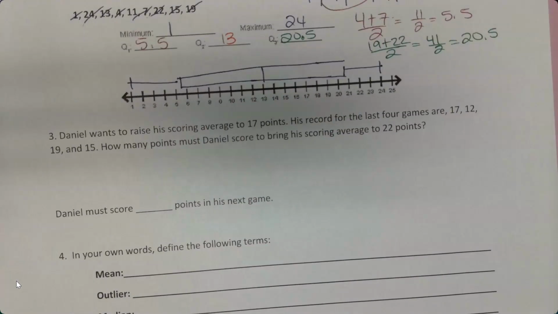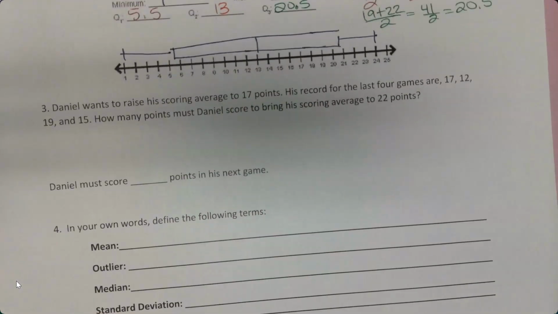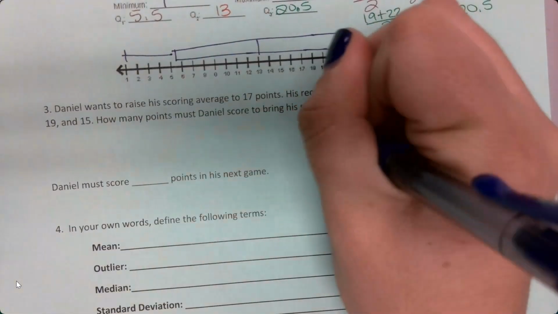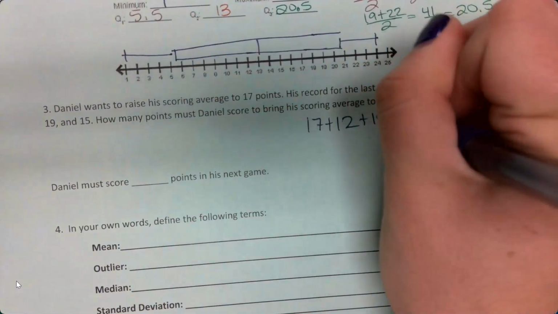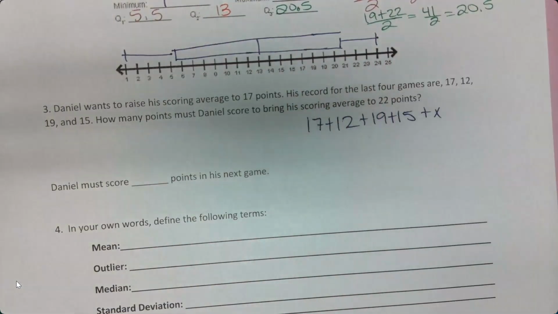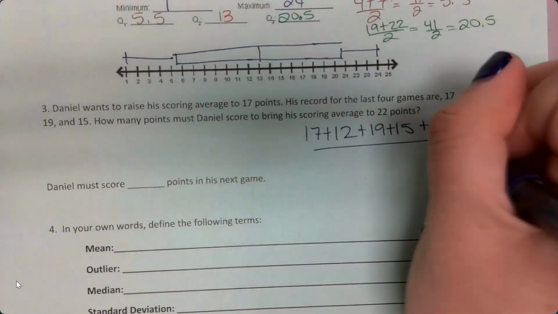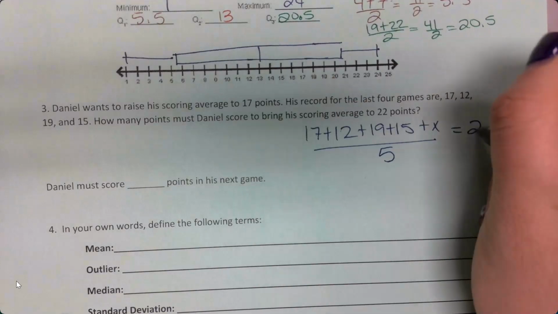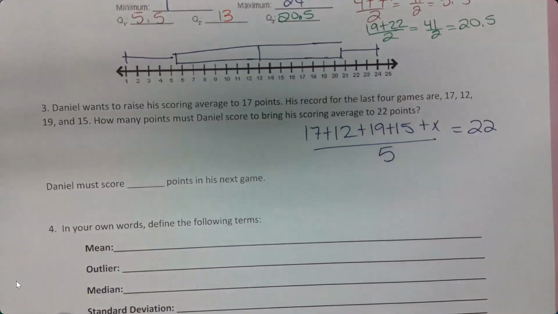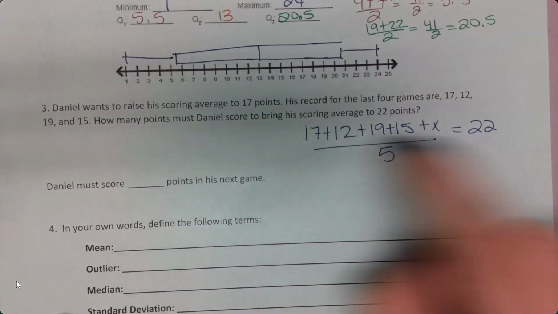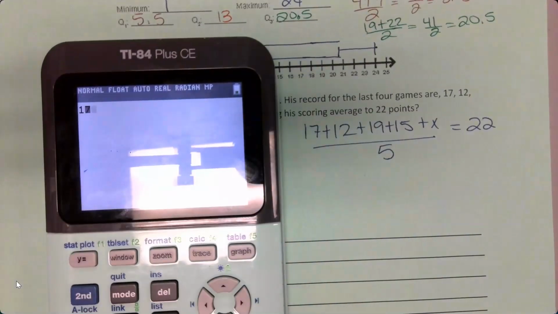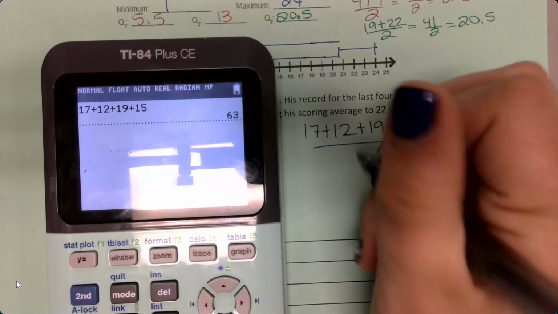Number 3 says Daniel wants to raise his scoring average to 17 points. His record on the last 4 games are 17, 12, 19, and 15. So I want him to play one more game, so I'm going to add an x for a total of 5 games. He wants to get an average of 22. So then I want to solve this. I'm going to combine like terms and add those 4 numbers together. So I have 17 plus 12 plus 19 plus 15, which is 63.